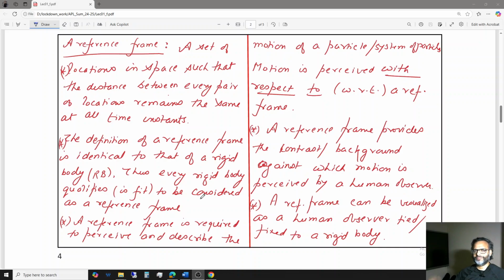More definitions. A reference frame. What is a reference frame? A reference frame is a set of locations in space such that the distance between every pair of locations remains the same at all time instants. I repeat, a reference frame is a set of locations in space such that the distance between every pair of locations remains the same at all time instants.